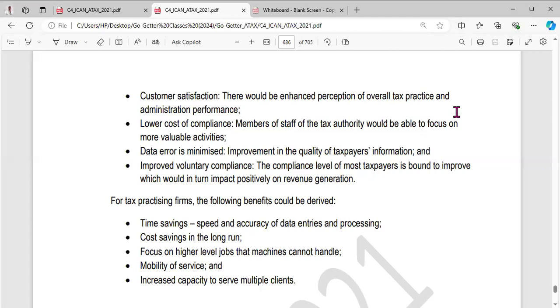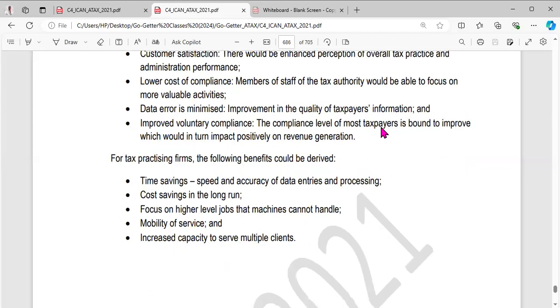Unlike when you are using paper and biro and you make a mistake here and you have used a calculator to calculate, it means you start cancelling and starting the whole thing all over again. But here, data error is minimized, and there is improved voluntary compliance. So compliance is voluntary when there is digital technology.